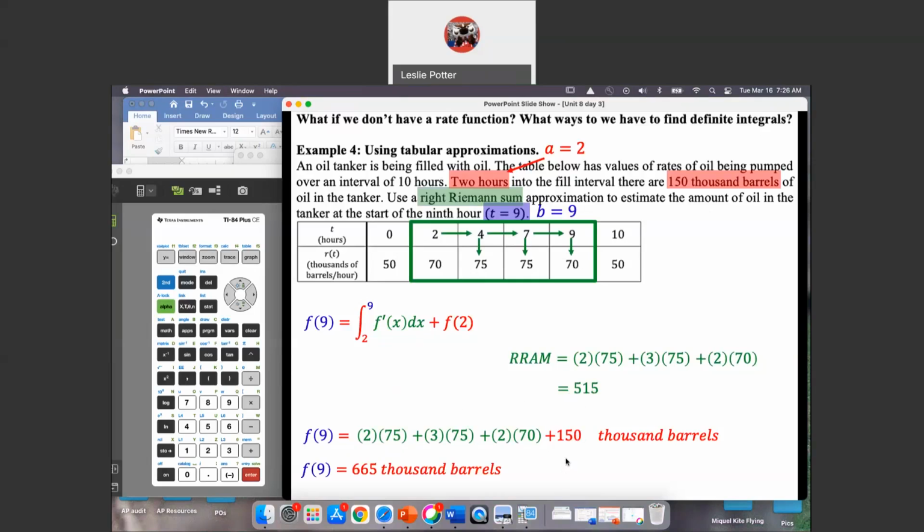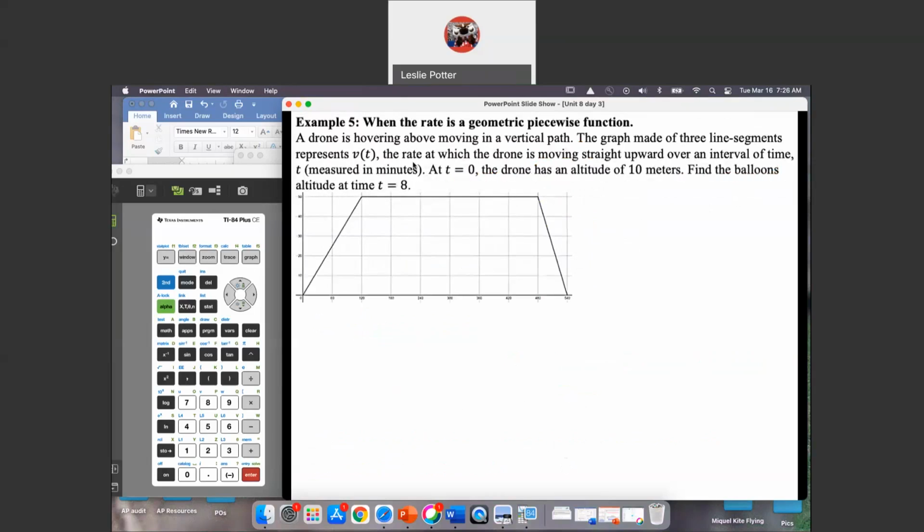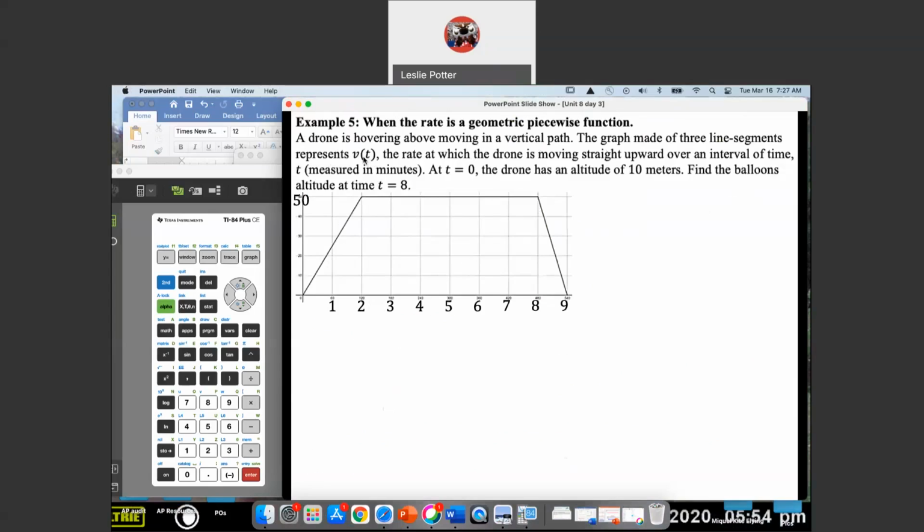Okay, so the last variation: again, we don't have a rate function, but we can also give you information in the form of a graph, because we know that the area under the graph is a representation of integration. So let's get some numbers on here that are a little more legible. We have a drone that's hovering above and moving in a vertical path, and the graph is made of 3 line segments and represents the velocity of the drone, the rate of change of its position, as it moves straight upward over an interval of time.